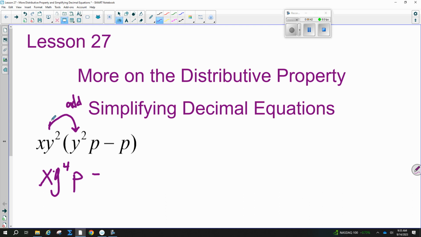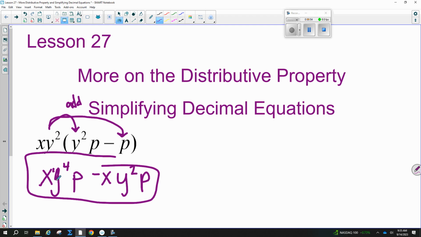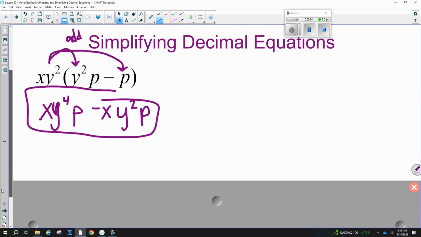Now I'm going to multiply this times this. This is a positive times a negative, so that's a negative. And then I've got x, y squared p. All right, sorry, my y looks funny. Okay, let's try another one.